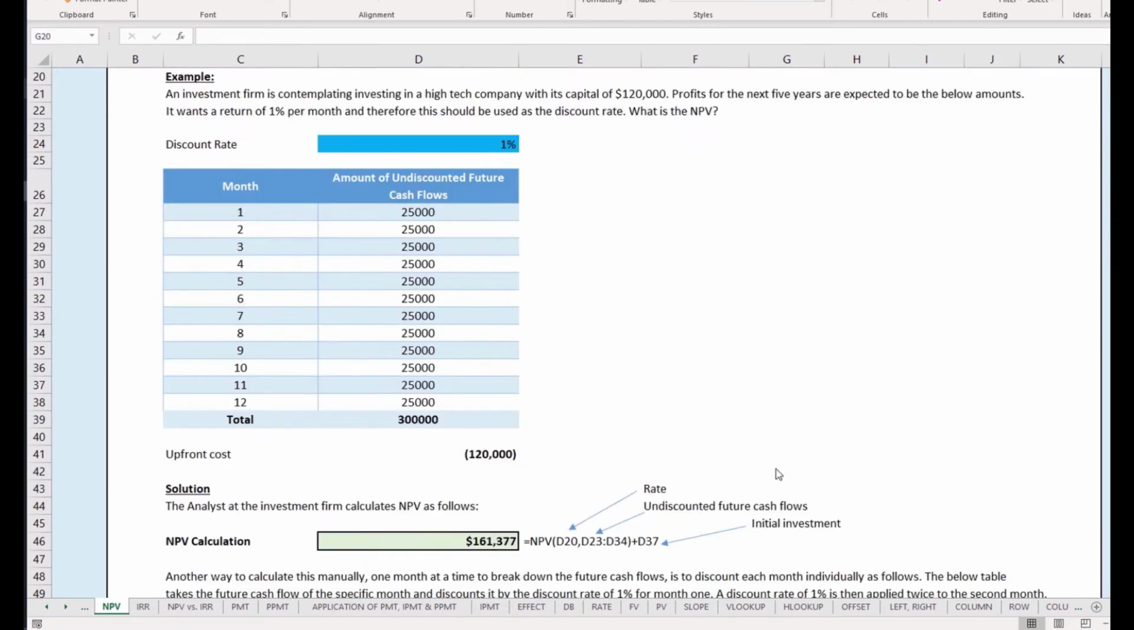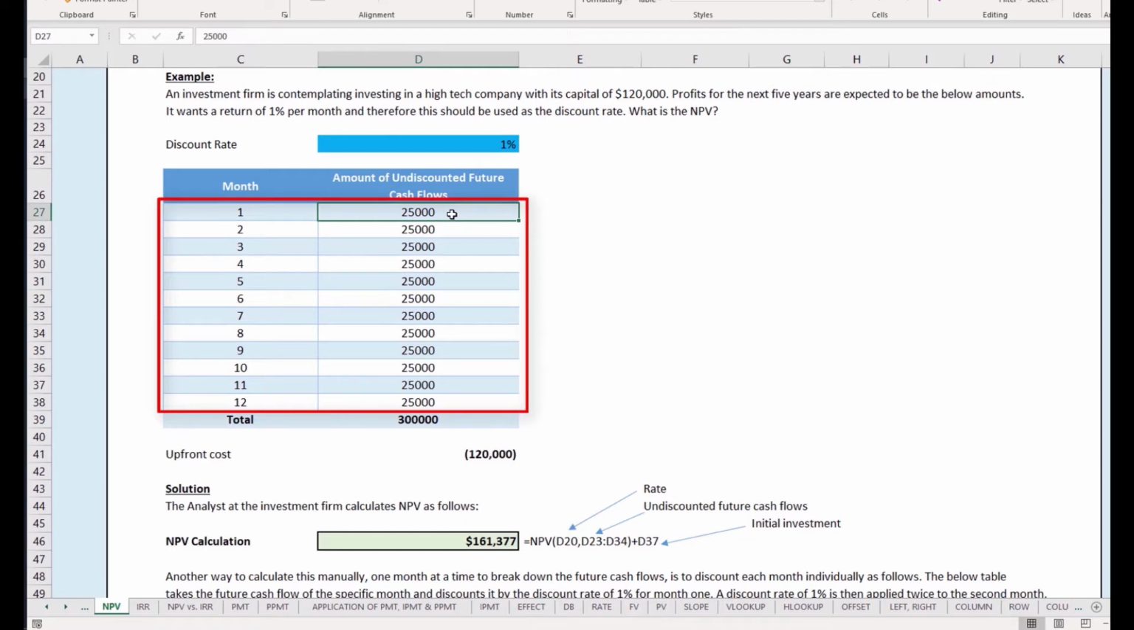Let's take a look at an example of how we can apply the net present value formula within Excel. An investment firm is contemplating investing in a high-tech company with its capital of $120,000. Profits for the next 5 years are expected to be the below amounts as shown in the table in cells D27 through D38. It wants a return of 1% per month, and therefore this should be used as the discount rate. What is the net present value?